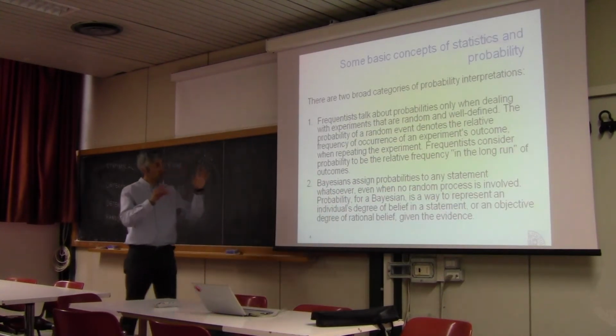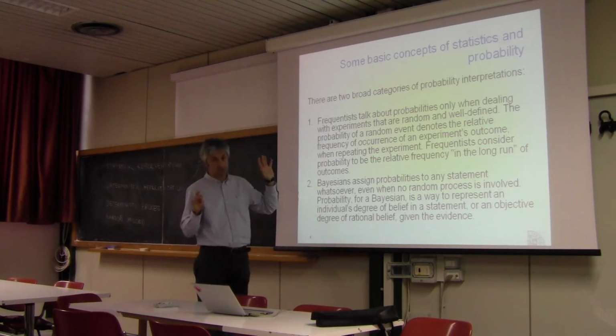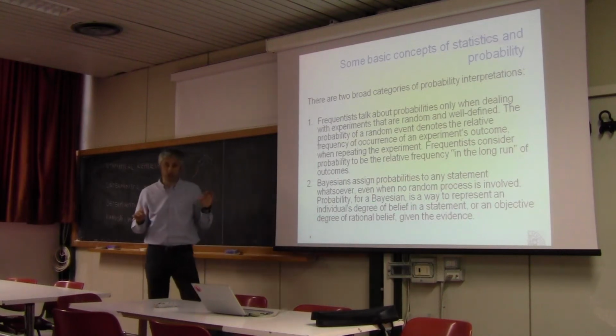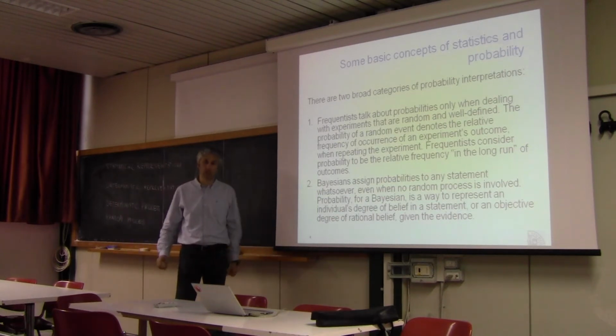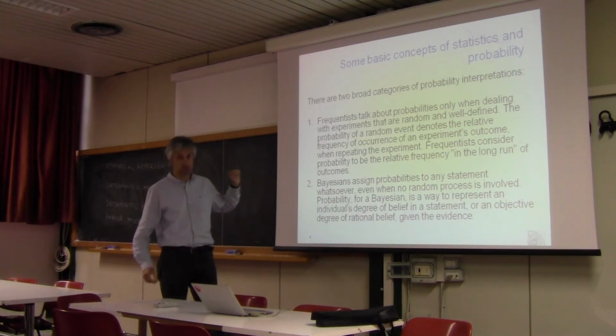There are two categories of definitions for probability. And please pay attention to this, because it helps you a lot to understand these two definitions, to get oriented in the terminology and to get oriented in this topic. Let me start from the second. It is more immediate to explain, which is the Bayesian definition of probability.